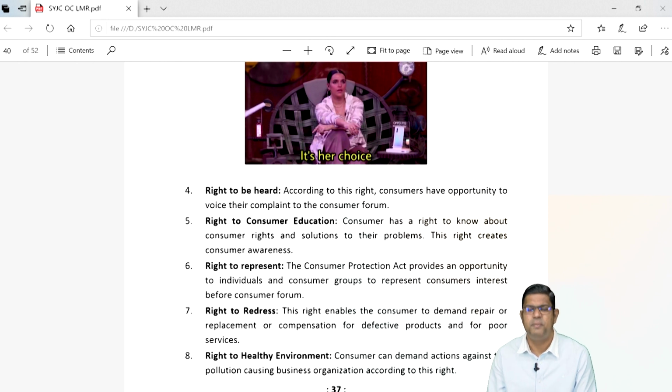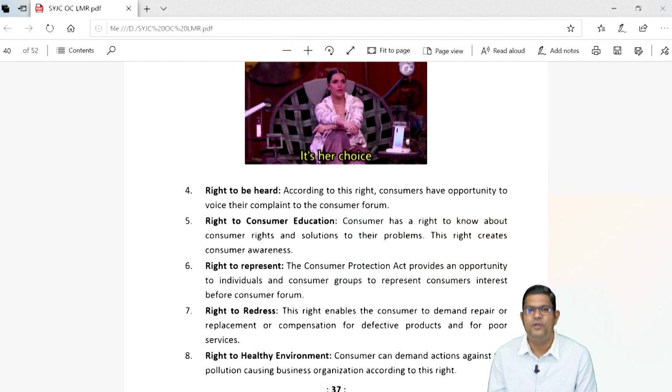Okay, moving to the next one is called as the right to consumer education. That means the businessman should educate the consumers regarding use of a particular product and how exactly their rights can be used. So consumer has a right to know about their consumer rights and solutions to their problem. Now, what is my right as a consumer? Okay, I need to know what is my right और इसके लिए awareness create होना चाहिए ताकि सबको पता चले कि अपने rights क्या है.